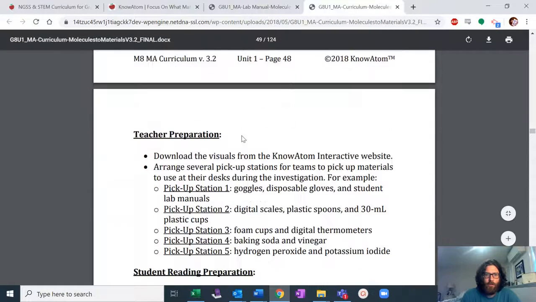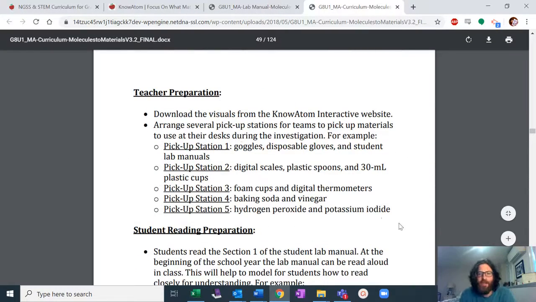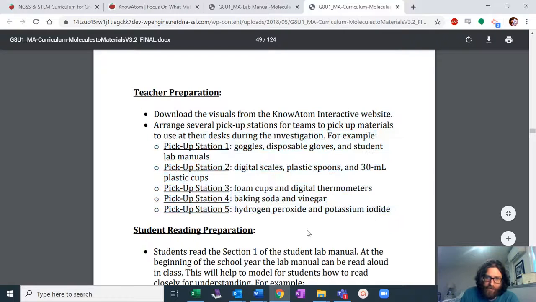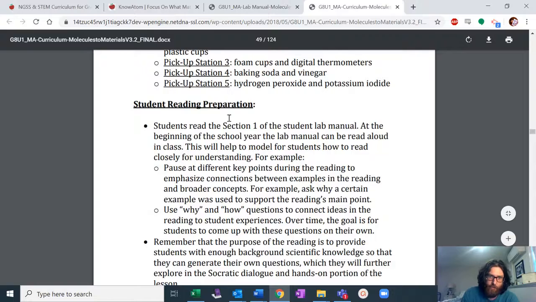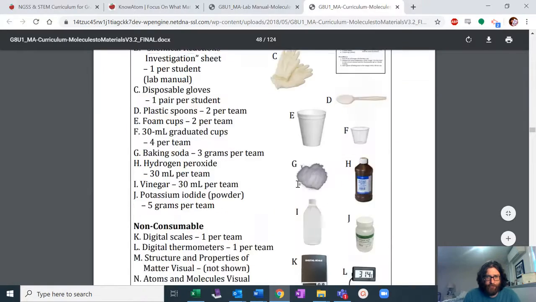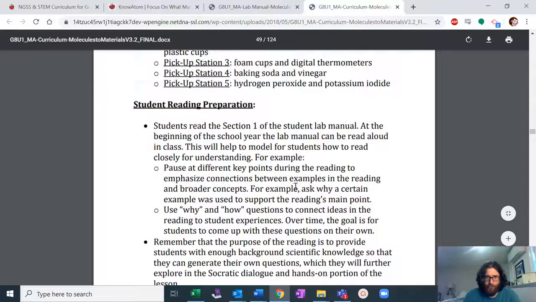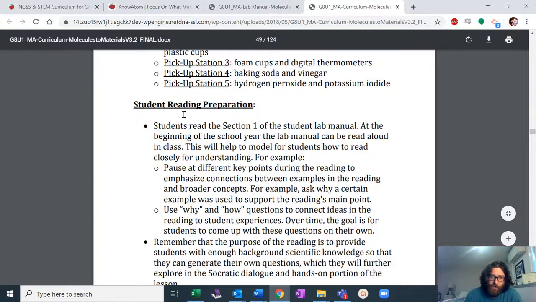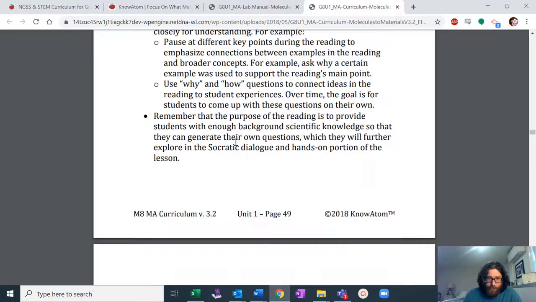If you scroll down a little, this teacher preparation is for what you'd need to do actually for the lab, but then there is this student reading preparation. Basically, for lesson 1, section 1 of the reading goes with lesson 1. Lesson 2, section 2. Lesson 3, section 3. You don't even really need to look this up eventually. You're going to know that section 1 goes with lesson 1.